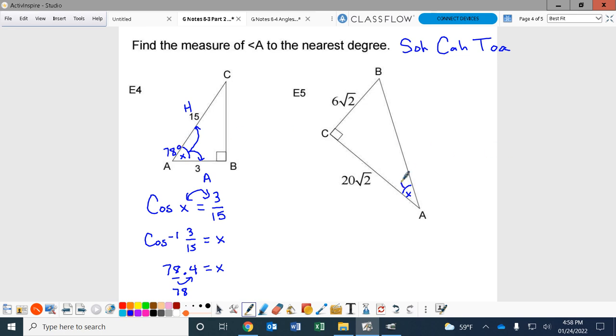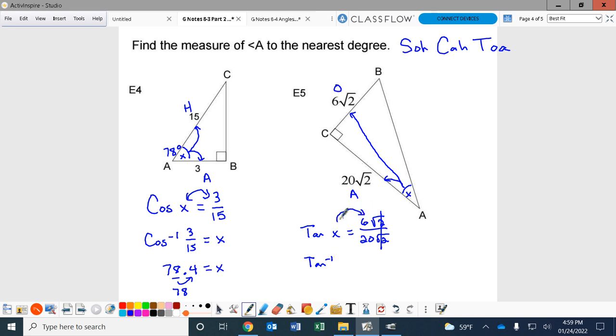Alright, for our last one right here, we're going to be dealing with opposite and adjacent, which means we're going to be dealing with tangent. So it's going to be tangent of x is equal to 6 square roots of 2 all over 20 square roots of 2. Now, I will say, if you have something like this, make your life easy. If you have a radical on top and a radical on bottom that will cancel out, yes, go ahead and do that. Cancel those out before you do any switching, so that when you type this in, it will be much easier to type.